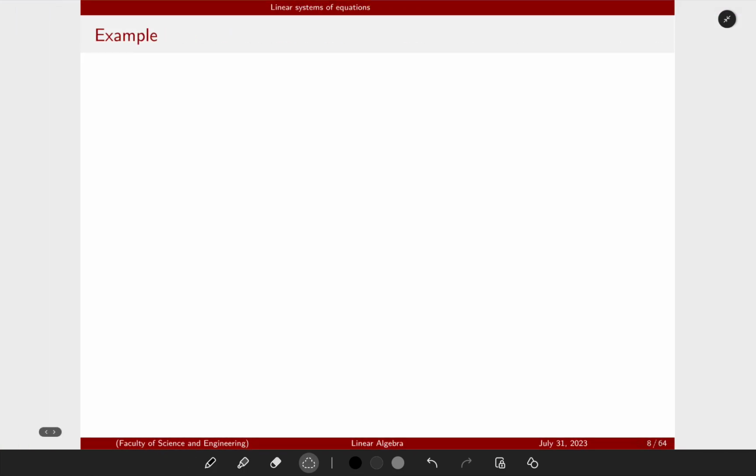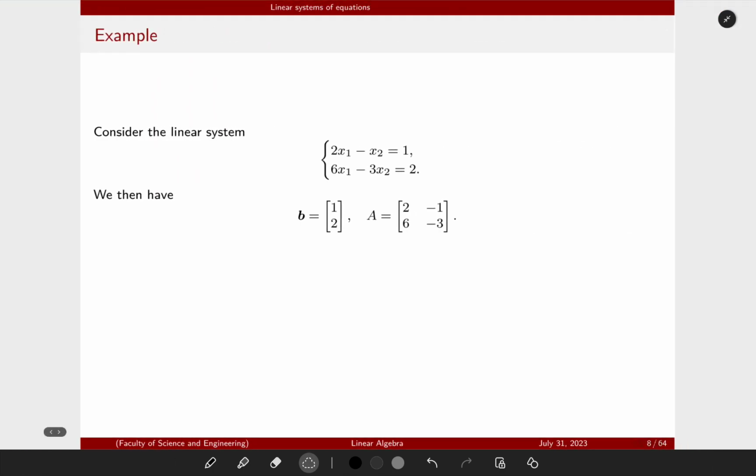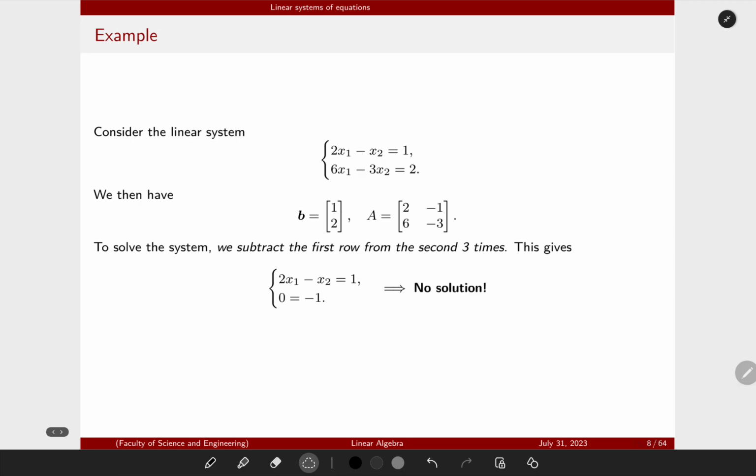Now let's look at an example to make this a bit more concrete. So let's consider this linear system. Then we can see that b is (1, 2), as we can see here, and that A is this (2, -1; 6, -3), as you can see here. And when we try to solve this system, what you learned in high school is that you can subtract the equations from each other. But if we do this in this case, we get 0 is equal to -1, so there cannot be a solution. But we want to somehow generalize this procedure because we want to be able to solve all systems.